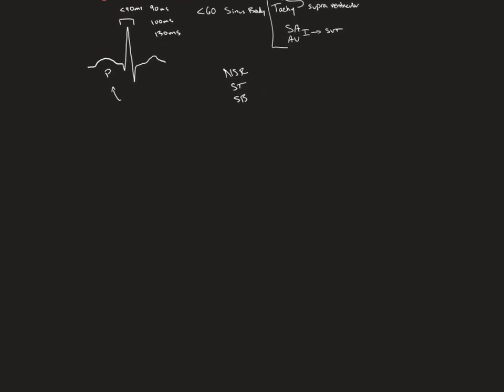Let's go to the AV junction. I always draw the AV node with two parts so that we remember that this is refractory and this is regular. Like, this is conductive.